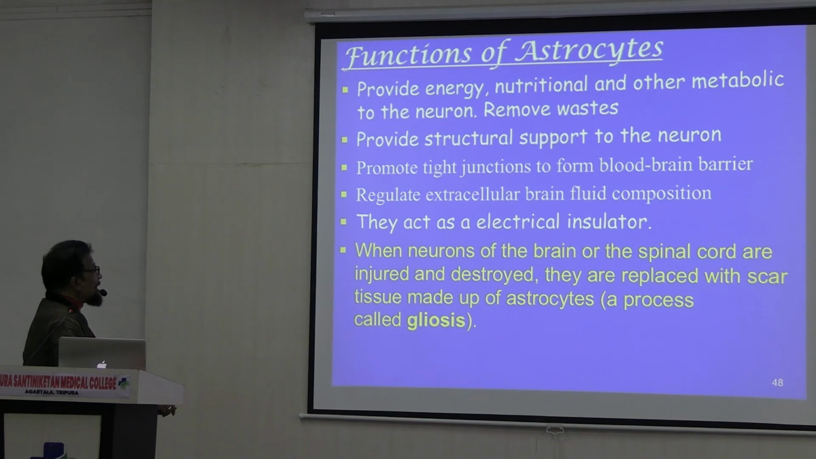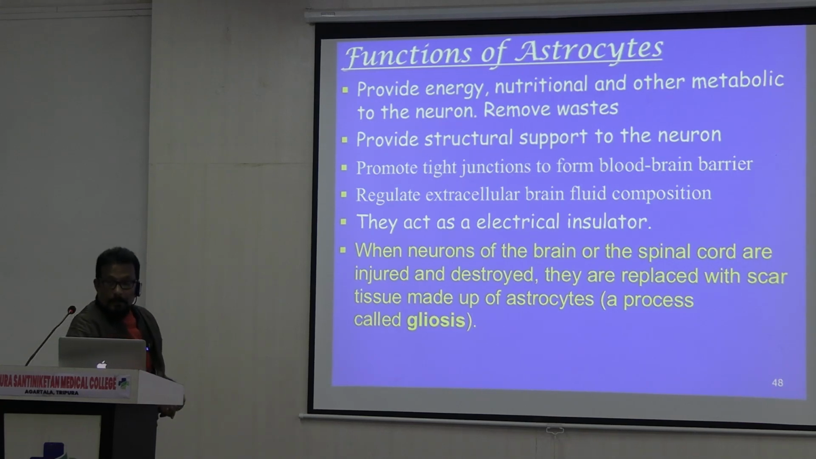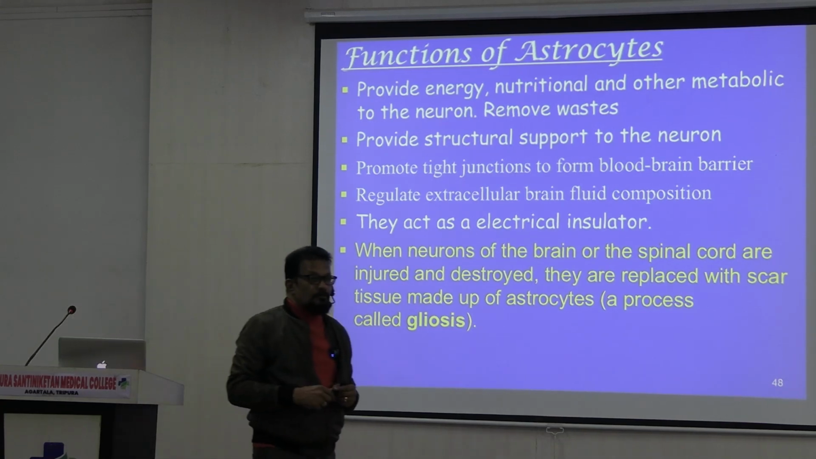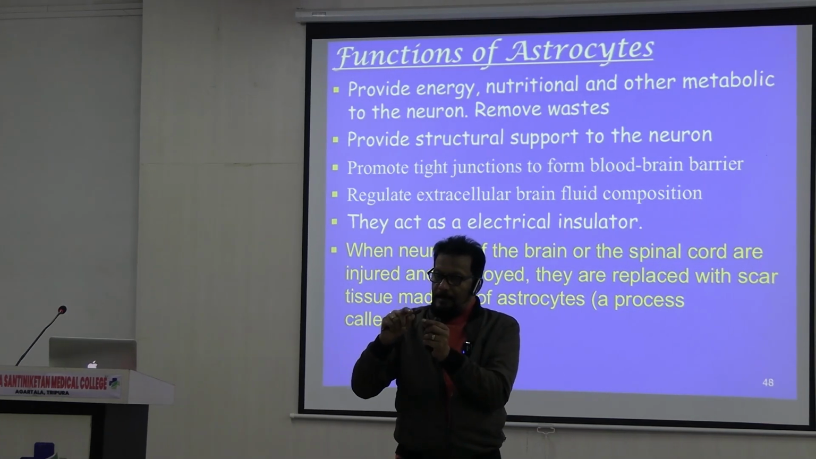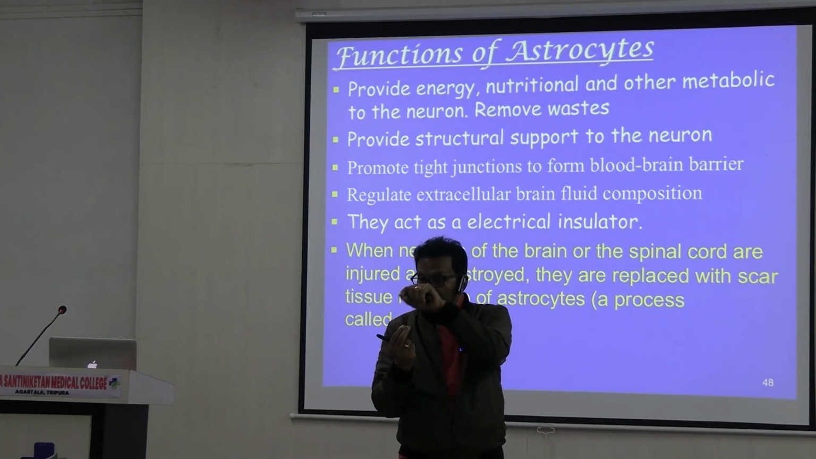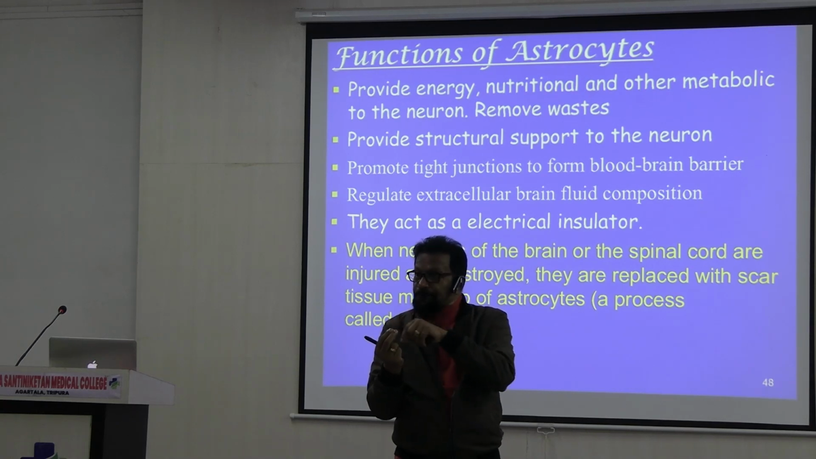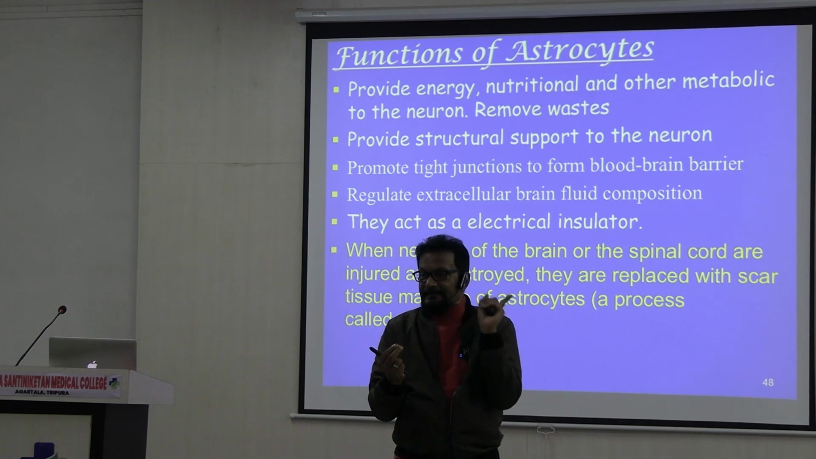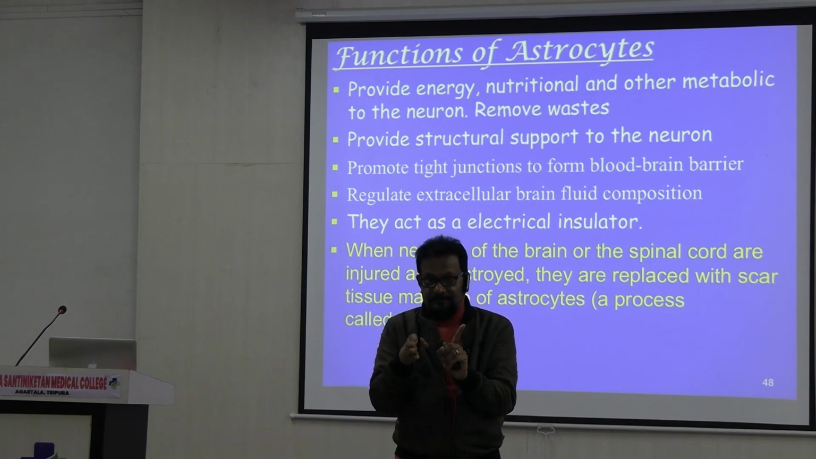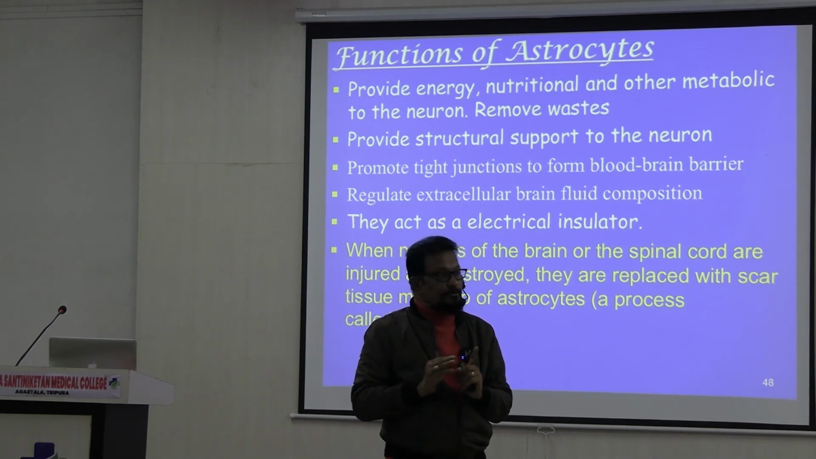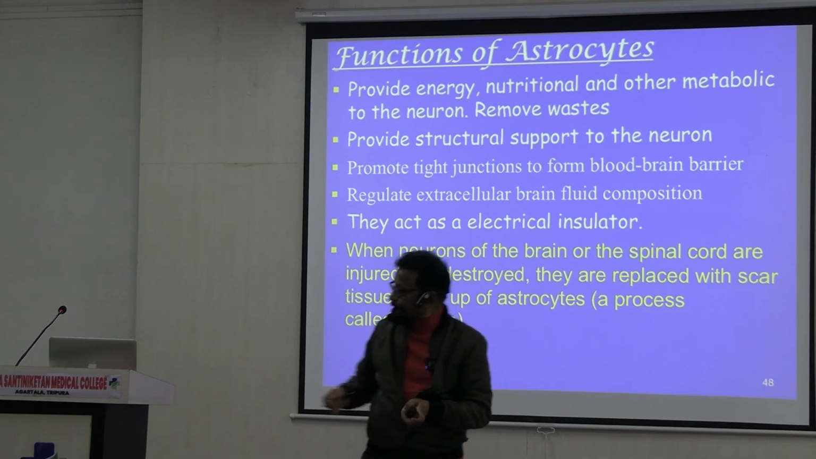Regulate extracellular brain fluid composition. Brain fluid means cerebrospinal fluid, and the fluid surrounding the brain tissue. What will be there in this fluid is decided by this barrier, because all the substances are not permeable to enter through this barrier. All this is done to protect the tissues of the central nervous system.